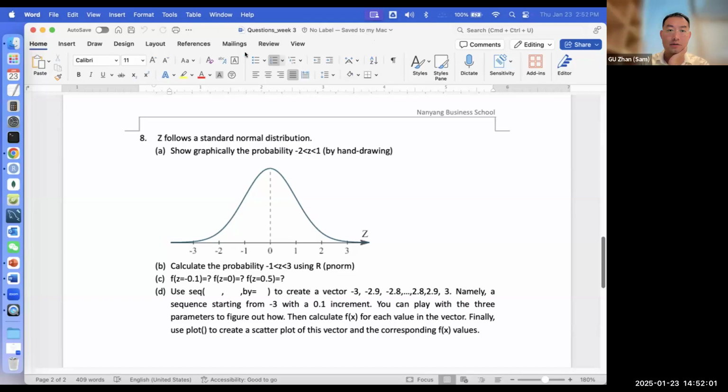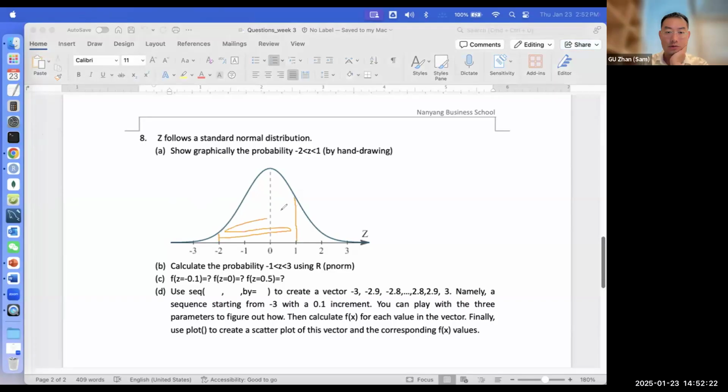So from here, annotate the area between this one, this one, draw it. -2 to 1, this area. So basically it's this area. Hand drawing, ugly hand drawing. Okay, so this. Clear.